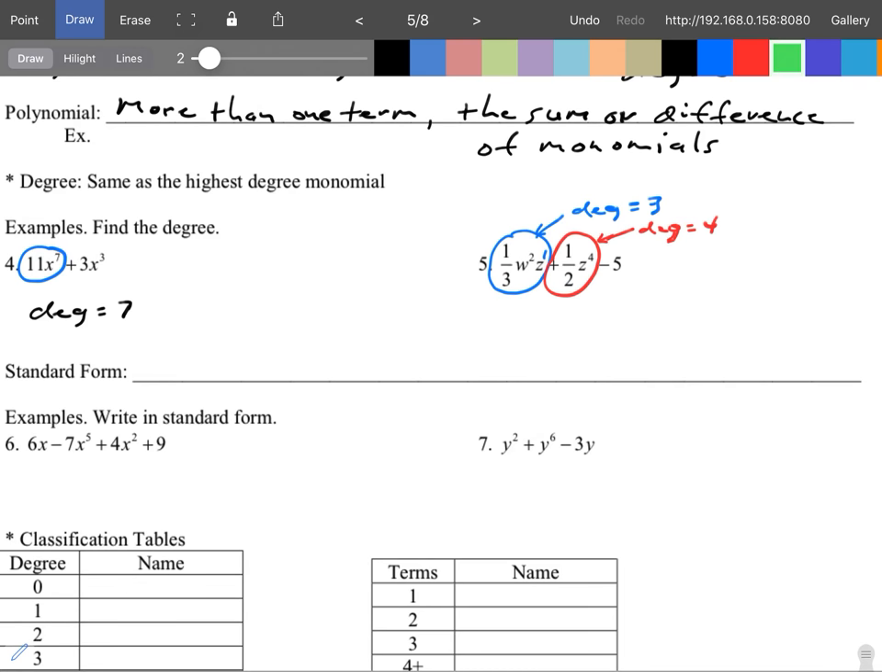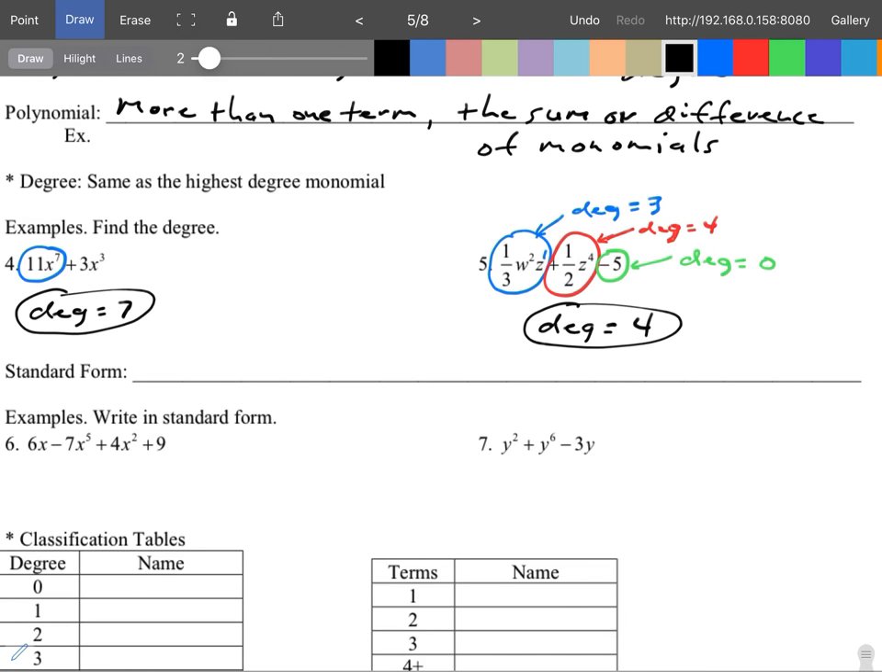And then the third term, well, the third term is just negative 5, so that's a constant, so that's degree 0. And then again, the degree of the polynomial is the degree of the highest power term. So the answer for this one, the degree of that polynomial is going to be 4. Okay, so that one's degree 4. This one is degree 7.